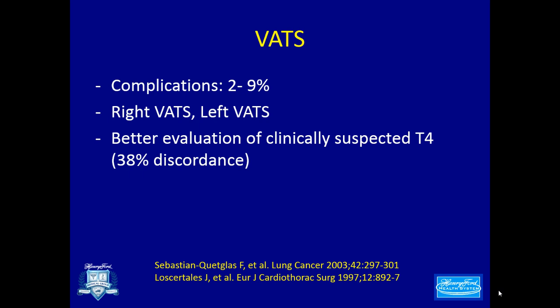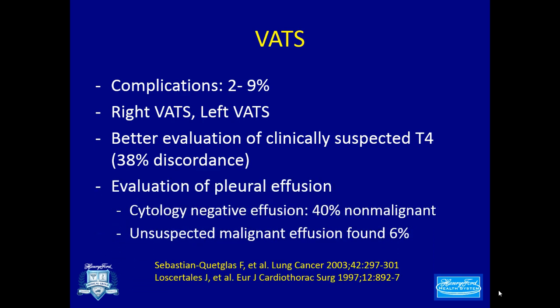It gives you a better evaluation of a T, of the tumor itself, because now you're seeing it surgically. Is it really involving the pleura? Something that the CT scan didn't give you. And not only that, but patients sometimes go for VATS for supposedly stage 1, and then they end up finding a pleural metastasis. So it's already an N1 disease, but the diagnosis was made right there during the surgery. And unsuspected malignant effusions are found 6% of the time.